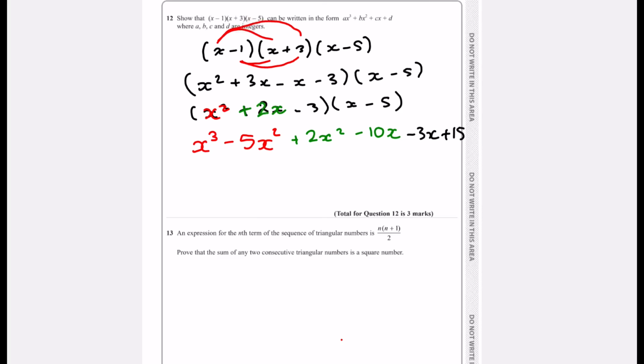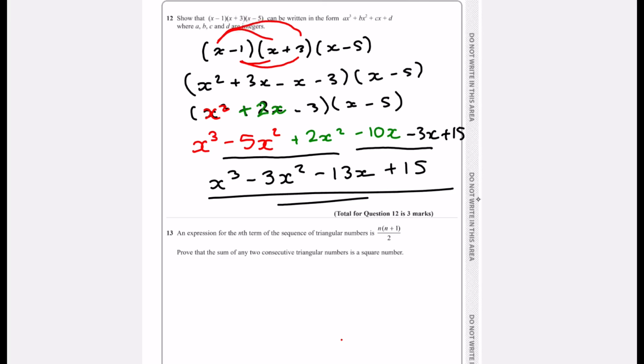Then we can just collect the like terms. So we've got 1x cubed. We've got negative 5 plus 2, so negative 3x squared. We've got negative 10, take away 3, negative 13x, and we've got a plus 15 on the end.